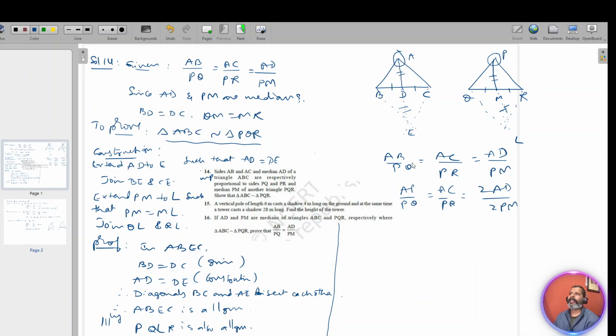And AC is nothing but BE, because in a parallelogram opposite sides are equal. Just check out: AB by PQ. Instead of AC, I write BE. Instead of PR, I write QL from the other triangle. 2AD means I write AE, and 2PM means I write PL. The reason is that we substituted AC equal to BE and PR equal to QL.